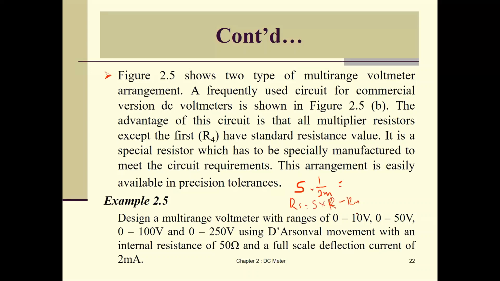For example, the first case is 10 volts. The next will be 50 volts. We just use the same formula but change the range. The first is 10 volts, second 50 volts, third is 100, and last is 250. That is to calculate the multiplier resistor.